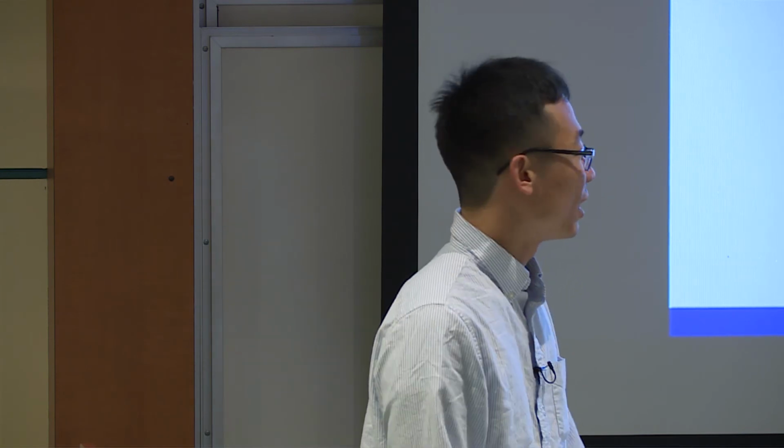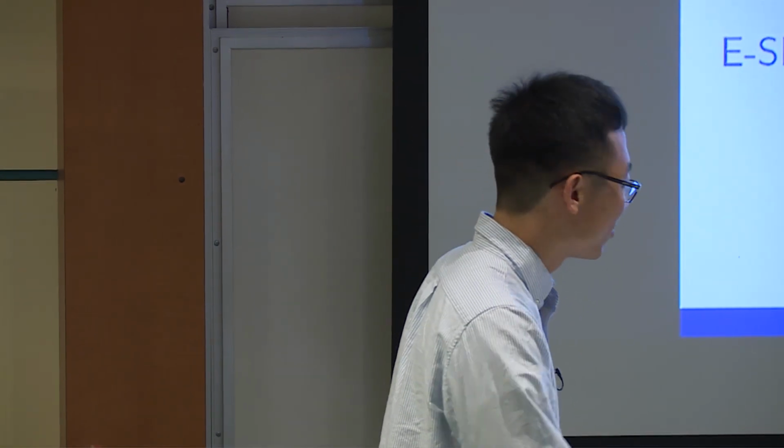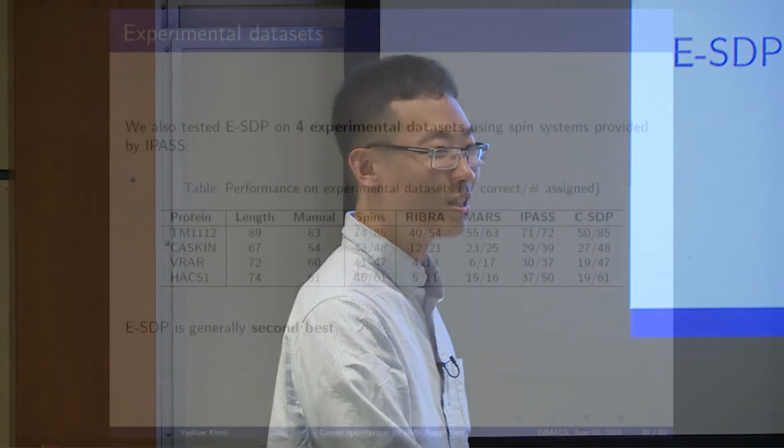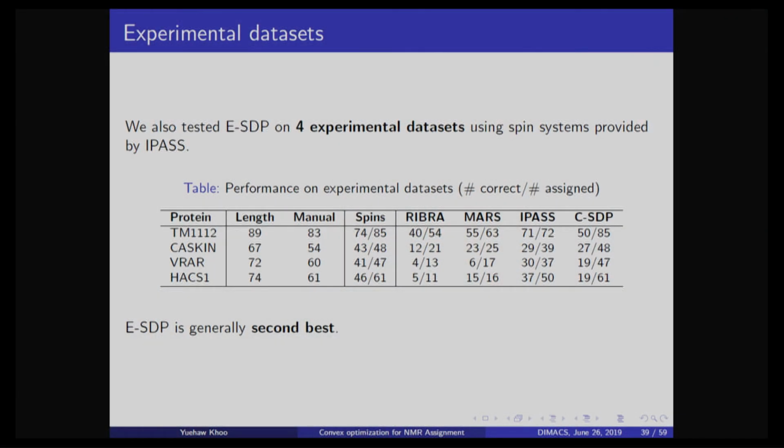And this is why we are not doing as well. And IPAS is doing all right because it starts building reliable small fragments, and those reliable small fragments are unaffected by whatever optimization procedure you have later. So this is our conclusion: our method is not really the best method at this point.